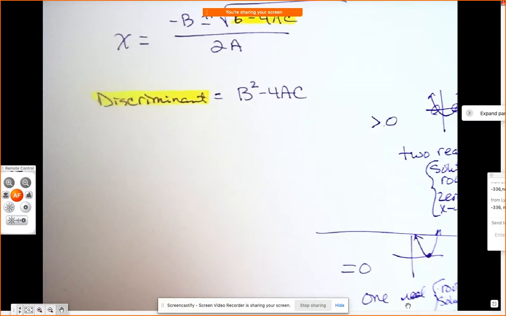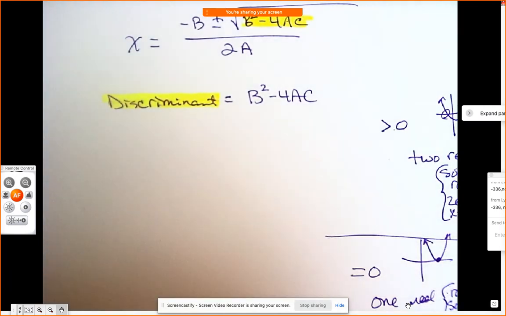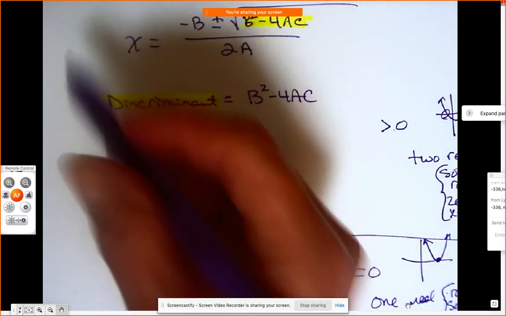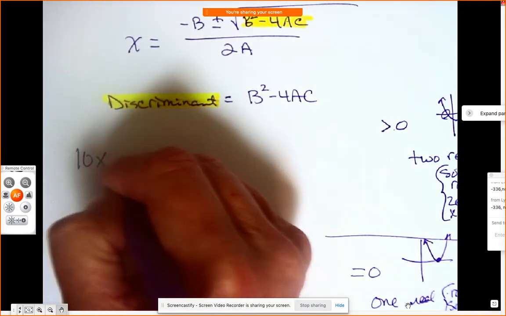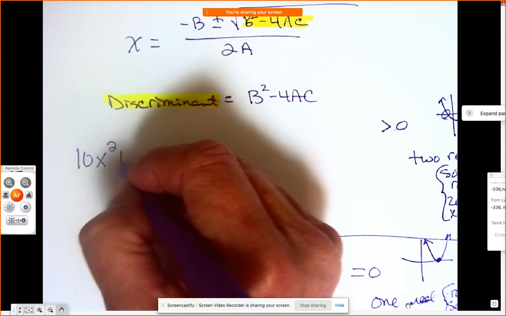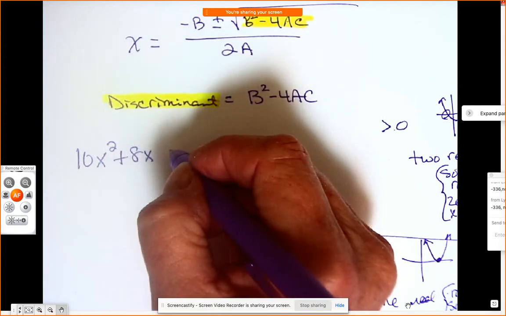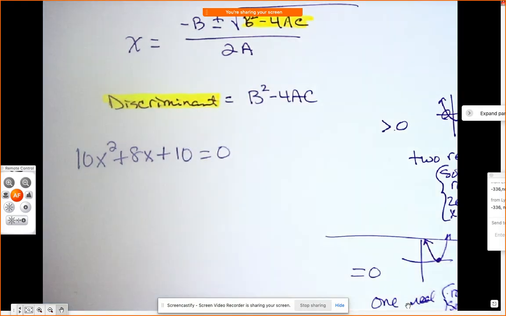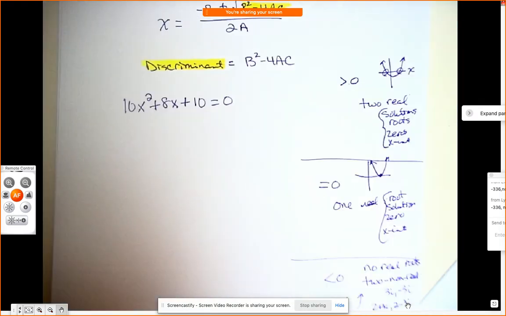Okay, so we just did one in class. I'm going to go pull up what it was. There we go. It actually had the letter r, but it was x squared plus 8x plus 10 equals 0. And I asked you to tell me the value of the discriminant.